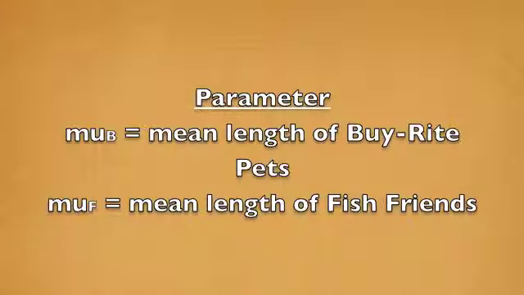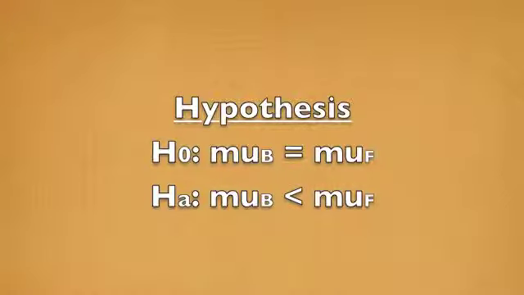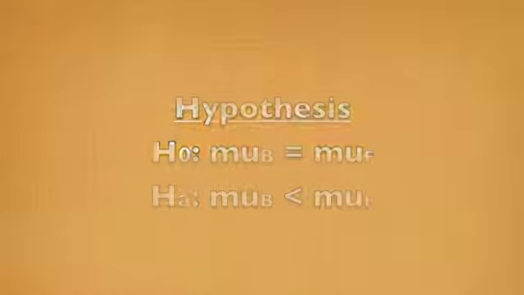First, we're going to examine the parameter. Mu b denotes mean length of Buy Right Pets, and mu f denotes mean length from Fish Friends. Next, we are going to talk about the hypotheses. The null hypothesis is that mu of b equals mu of f, and our alternate hypothesis is that mu of b is less than mu of f, because we're trying to find out if the length of the adult fish from Fish Friends is greater than that of the fish from Buy Right Pets.